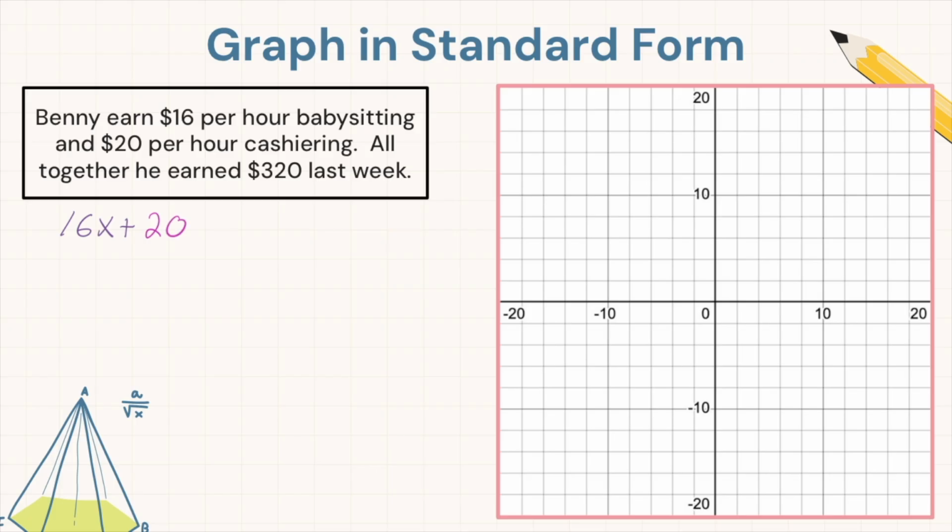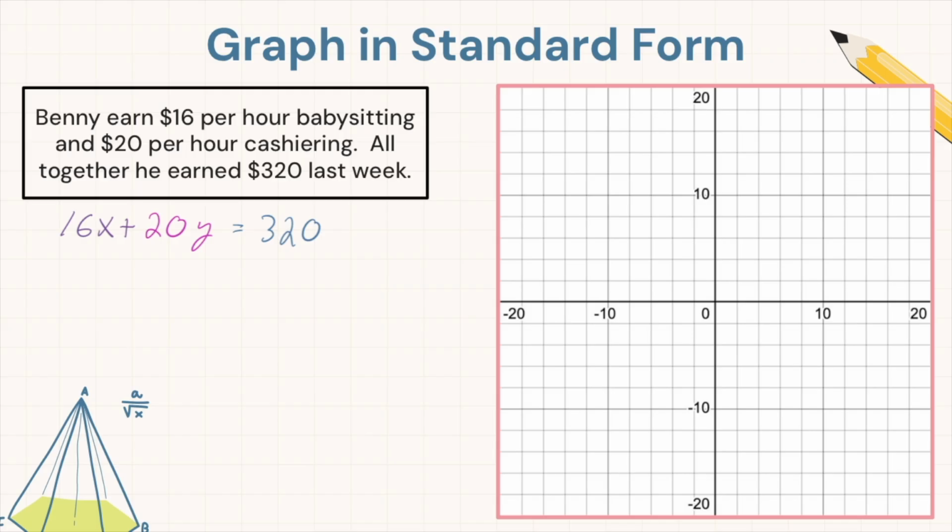And since that number of hours could be different than the hours babysitting, we have to use a different variable, so we'll be using y. We know all told together, when he gets this money together, he's going to have a total of $320, so that's going to be on the other side of our equation. So now it's time to find our intercepts.